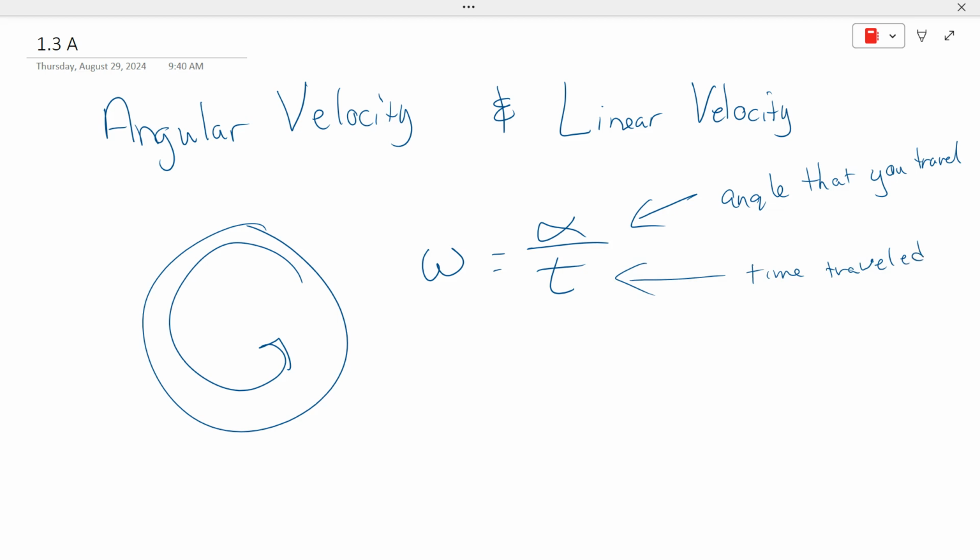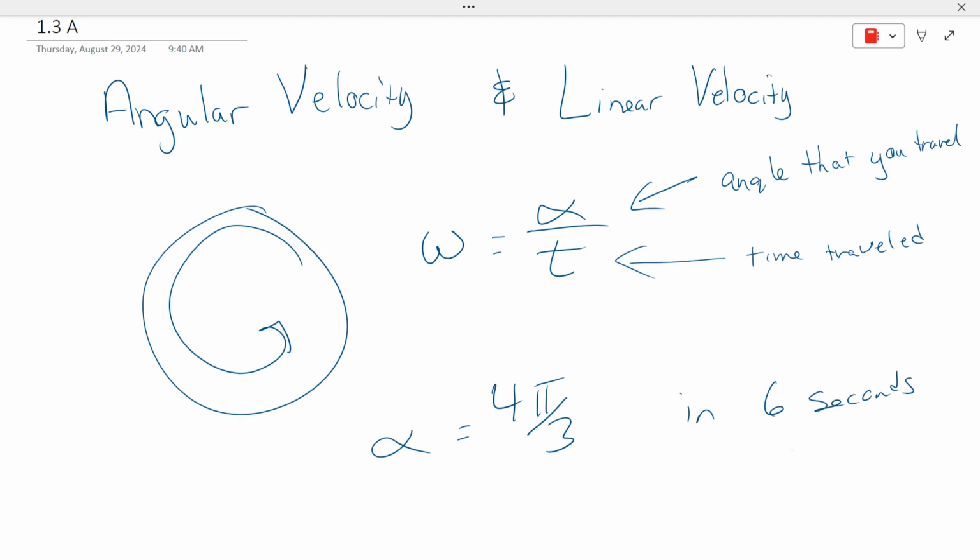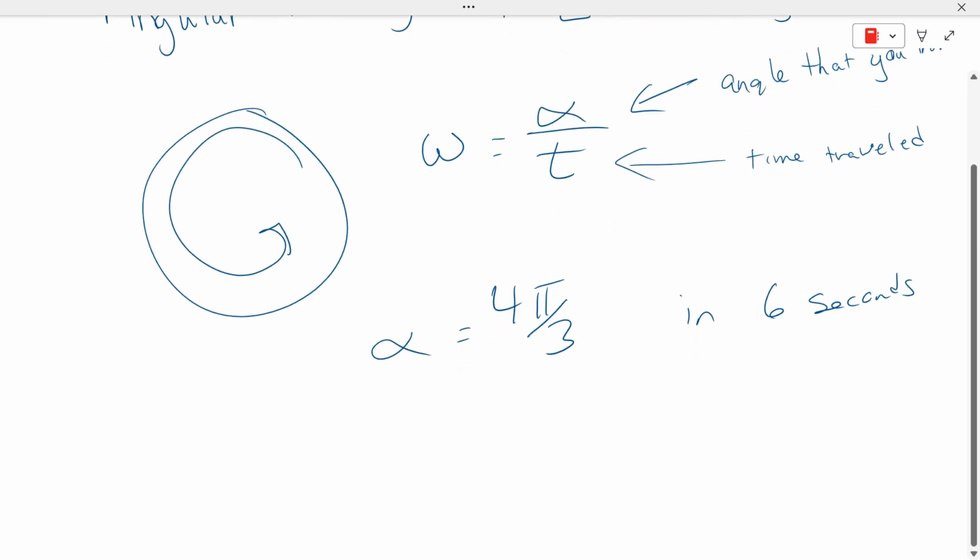So if you go the way around the circle, 2/3 of the way around the circle is about 4 pi over 3. That's your angle. If you do it in 6 seconds, we can figure out your angular velocity. Your angular velocity would be 4 pi over 3 over 6.